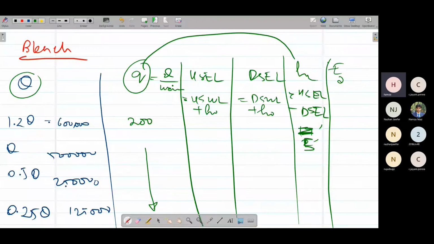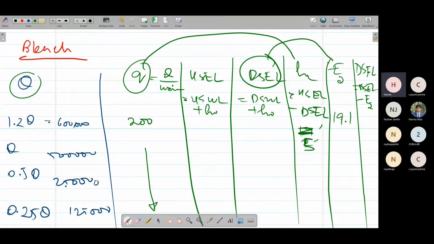So approximately at this portion, this value is a little bit more than 19. We can write this as approximately 19.1 feet. So our E2 value is 19.1 feet. This is how we can use the curves to get the E2 value. And simply, the downstream flow level would be the downstream energy level minus E2. If we subtract E2 from the downstream energy level, we get the downstream flow level.